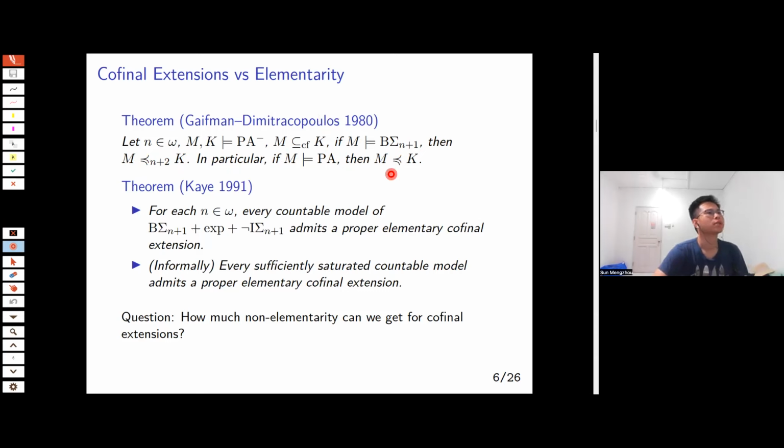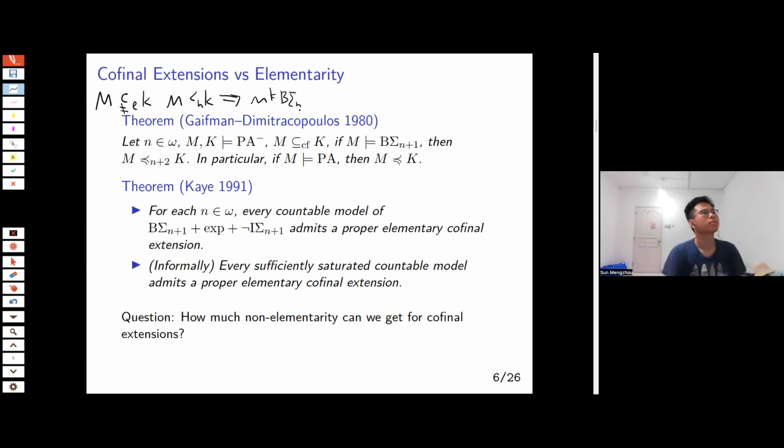But today we'll look at models that do not satisfy PA. Actually, this is kind of the opposite to the case of N extension. So recall that in the case of N extension, if M has an N extension to some K, and it is N elementary, I should say this is a proper one, then this will imply that M satisfies BΣn.